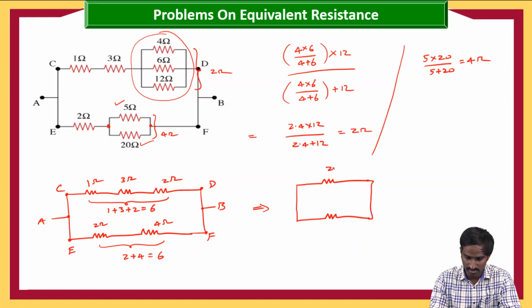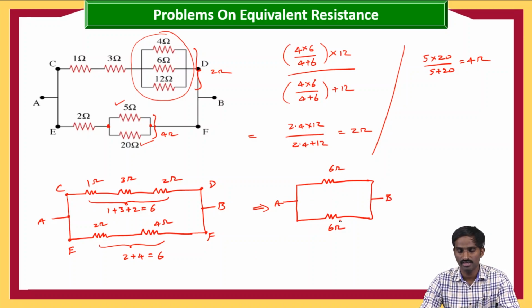So here it is 6 ohms, and here also it is 6 ohms. Then again here it is A and B. Then 6 and 6 are in parallel. Then what is the equivalent resistance according to the previous technique? Here it is 6 by 2, so 3 ohms. Then here RAB, in between A and B, is equal to 3 ohms.